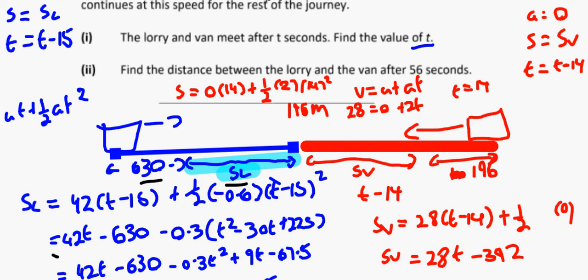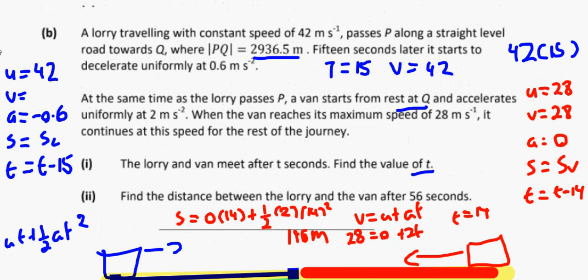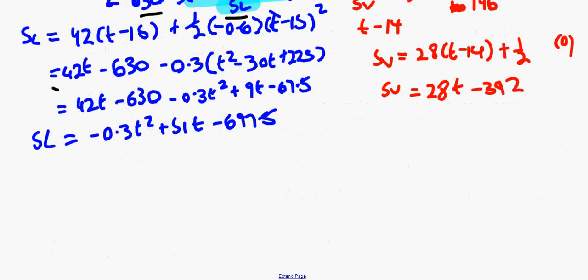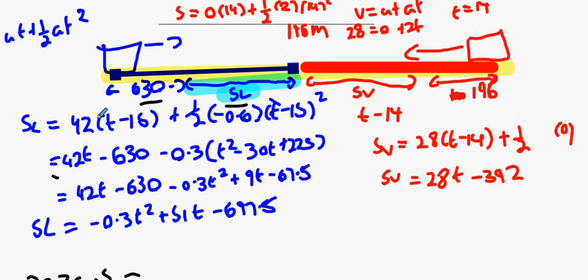Okay, now let's put all this together. Now this entire distance from here all the way to here, I use a different color, is 2936.5. So 2936.5, what does it equal? Let's go in line here. It equals your 630 to begin with.